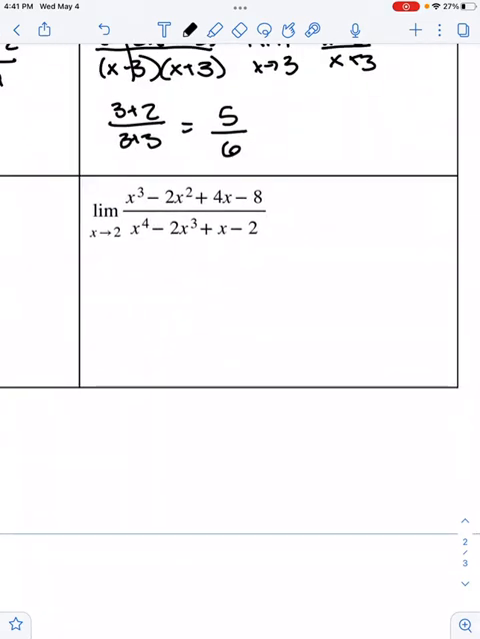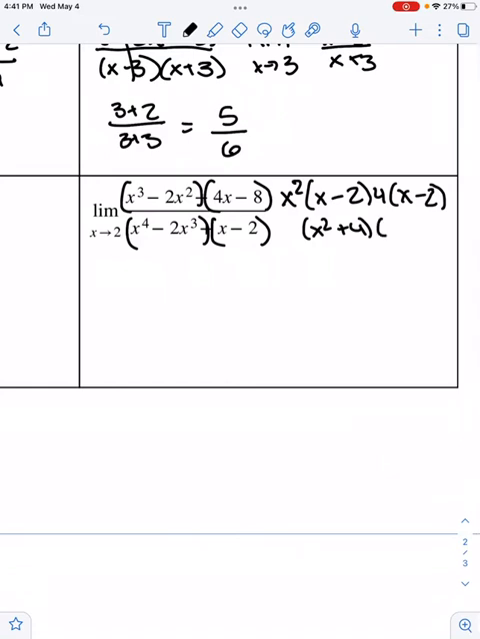This one is a little tricky to see how to start, but we're going to factor by grouping the top and the bottom. So the first set of parentheses on the top have two x's in it, so an x squared, and we're left with x minus 2. The second parentheses, both numbers can be divided by 4, and we're left with x minus 2. So that means our factors are x squared plus 4, x minus 2 for the top.